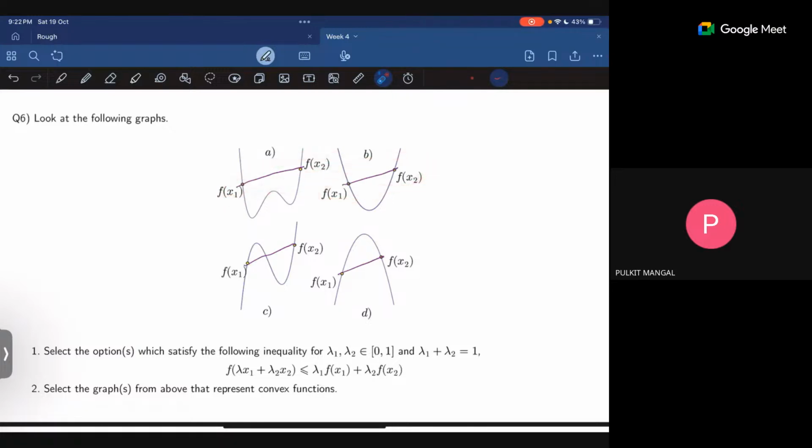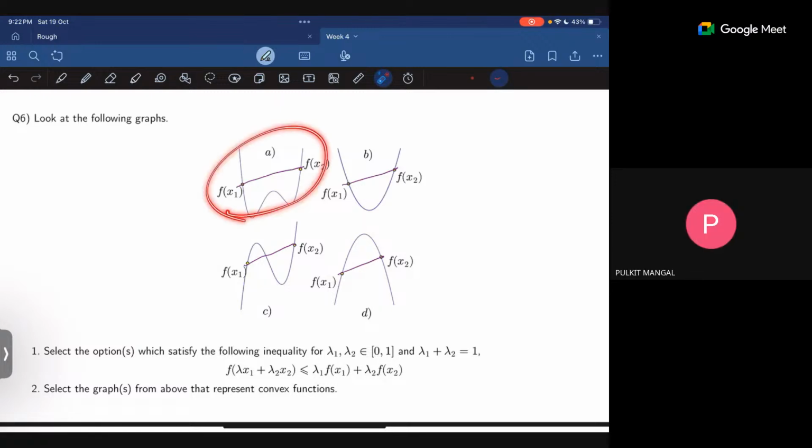For here also, but for this, sometimes it is above, sometimes it is below. So this is also incorrect. For this, it is always above. Sir, can you please explain which curve you are referring to?